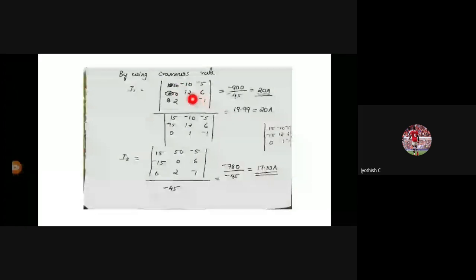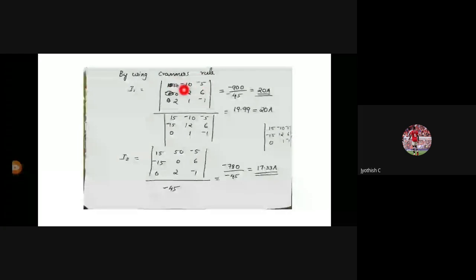Then what is the sign next? Minus 10 into determinant 0, 6, 2 minus 1. Correct. Next is minus 5 into determinant 0, 12, 2, 1. Yes, that is correct. Very good. So you can find the determinant this way.